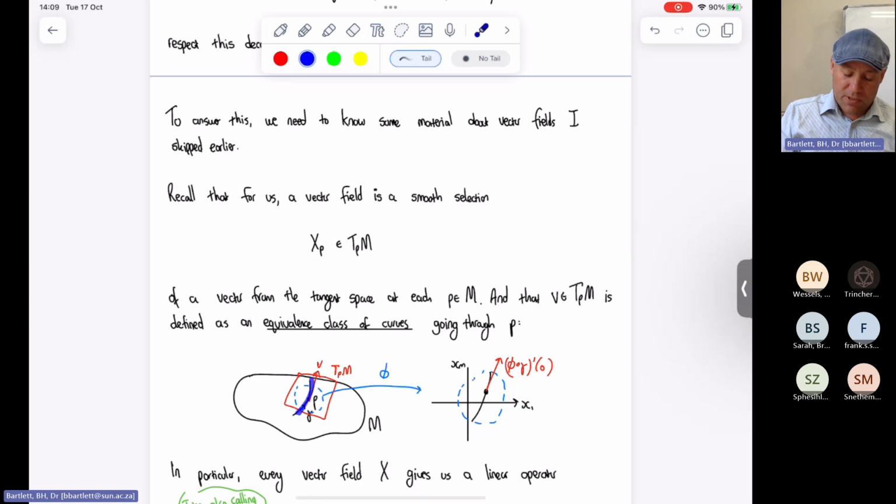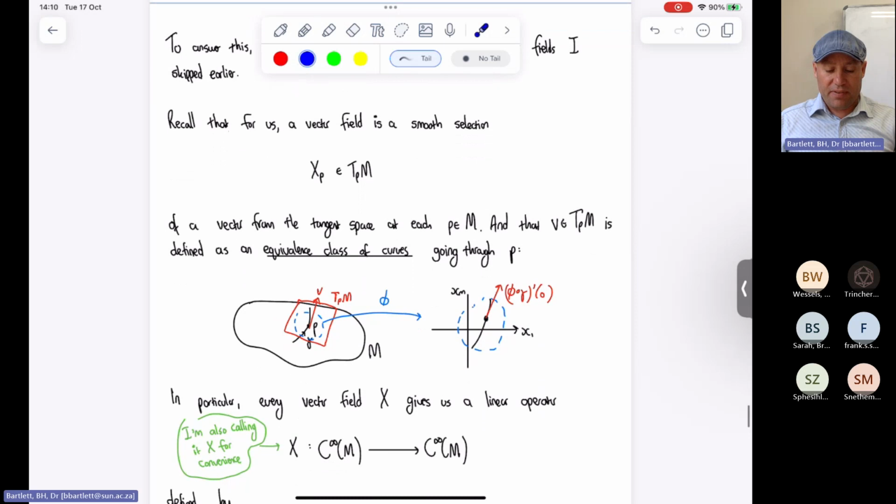And I say that two smooth curves are equivalent if, when I use the chart and map that curve to a chart in Rm, then I can actually compute the derivative of that curve at 0. That's going to be an actual column vector in Rm. And two curves are considered equivalent if they have the same derivative at 0 in a chart. Okay, so that's how we were defining our tangent space.